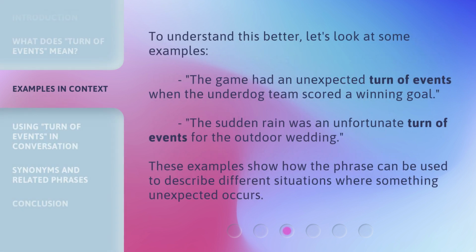To understand this better, let's look at some examples. The game had an unexpected turn of events when the underdog team scored a winning goal. The sudden rain was an unfortunate turn of events for the outdoor wedding. These examples show how the phrase can be used to describe different situations where something unexpected occurs.